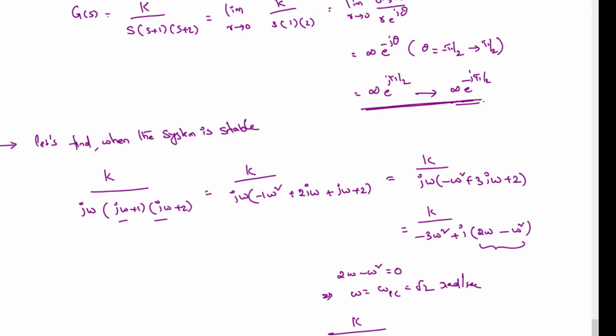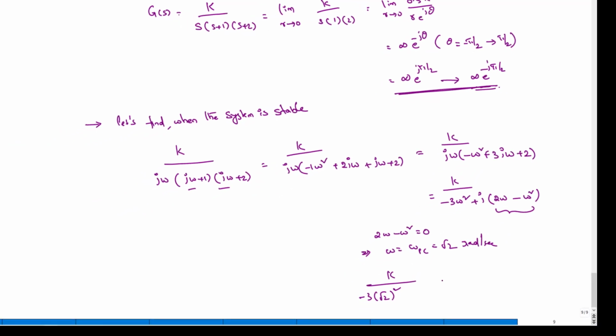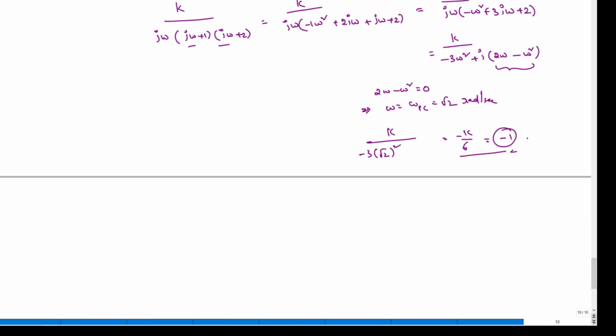So that minus k by 6 I have to equate to minus 1, because my area of interest is how many times it encircles the minus 1. So k is equal to 6. So my margin value is 6. Now we have to check what will happen when the k value is greater than 6 or less than 6. So we'll write the two cases: case 1 where k is greater than 6, and case 2 where k is less than 6.